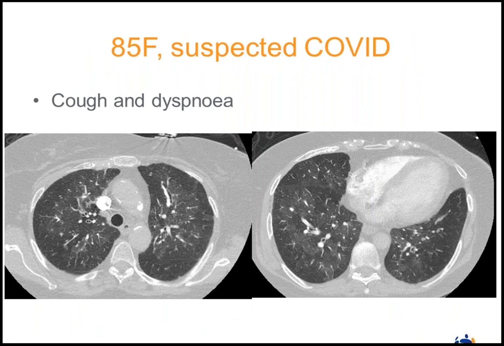So this is a case we've had here in Australia of an 85-year-old female patient who has presented with cough and dyspnea. And on the referral, we have the information of suspected COVID. We have ground glass opacity here, which is bilateral and perihilar, but there's no consolidation and no crazy paving.